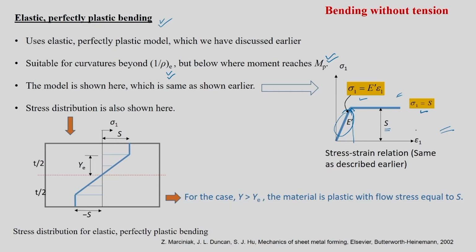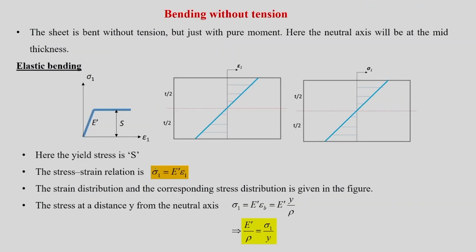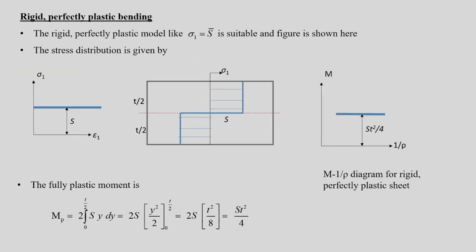So if you want to get a stress distribution for this, it would be like a combination of elastic bending and rigid perfectly plastic bending, right. In the elastic bending, in the previous section we have seen this as a stress distribution, right. So this one is your stress distribution. In rigid perfectly plastic, you will see a constant S, and that we call rigid perfectly plastic.